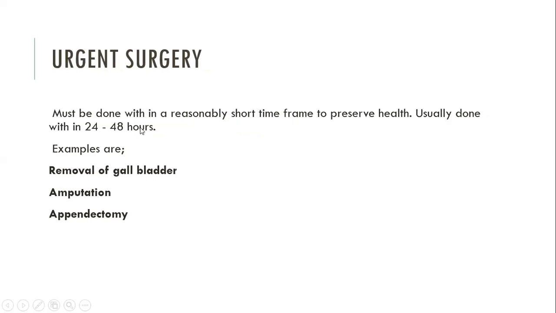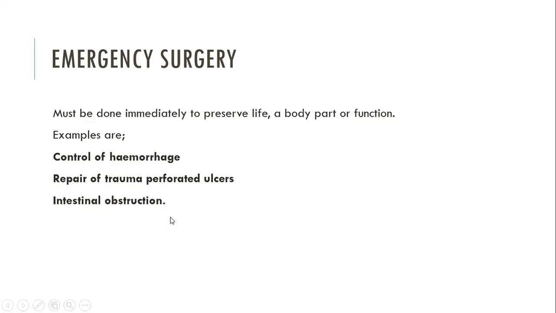Urgent surgeries, these are the surgeries that must be done within 24 to 48 hours, and they should be done to preserve the health. Examples are removal of gallbladder, amputation, and appendectomy. They are the urgent surgeries. Emergency surgeries must be done immediately when you see the patient, because you have to preserve a life or any body part or any function.